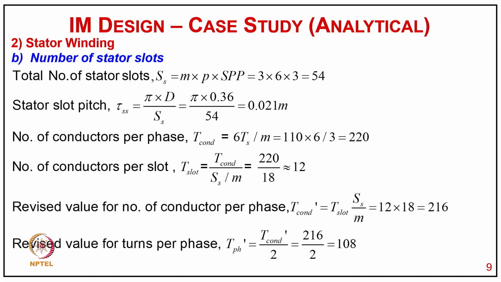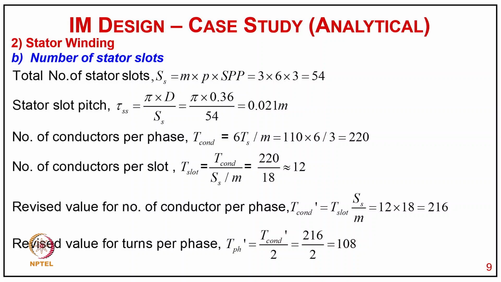Now, of course, from this we can find out the total number of slots. The total number of stator slots will be the number of phases, number of poles, and slots per pole per phase. So all the parameters are there: the number of phases is 3 in the motor, the number of poles is 6, and slots per pole per phase is 3 as we have considered. So it comes to 54 slots on the stator of this machine.